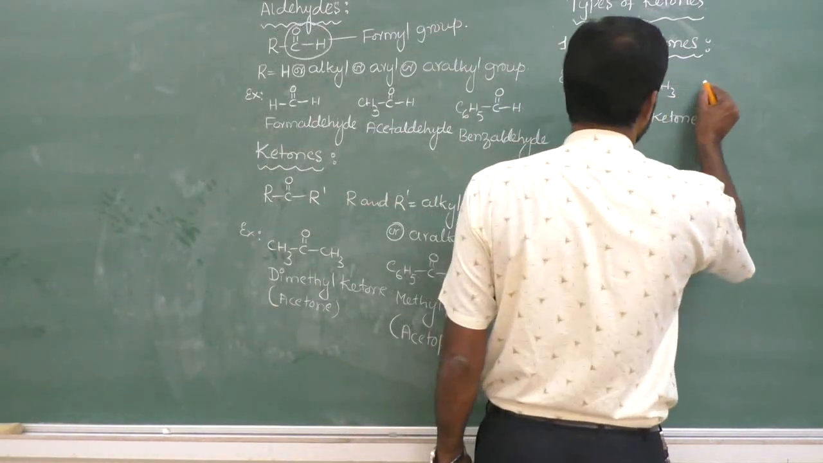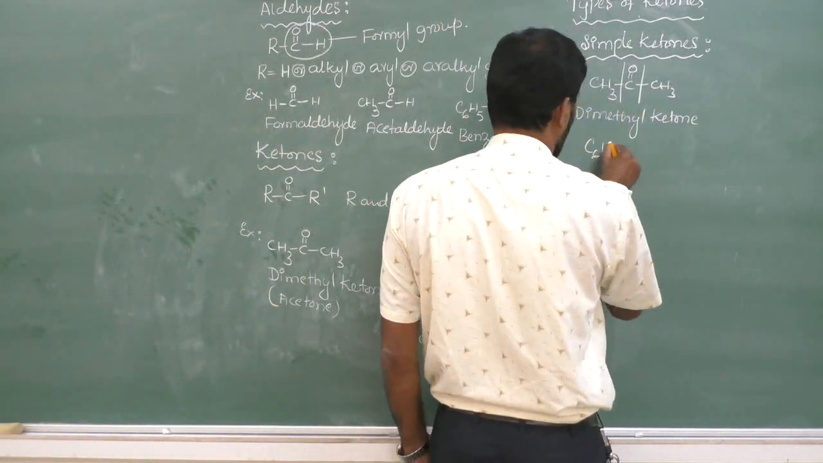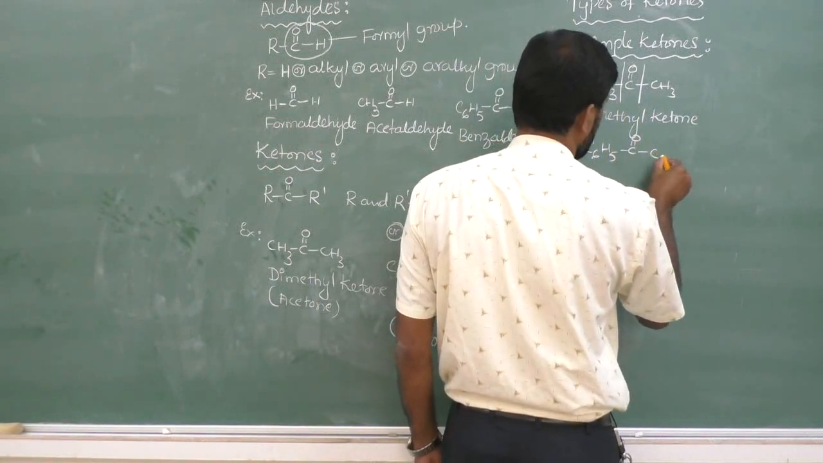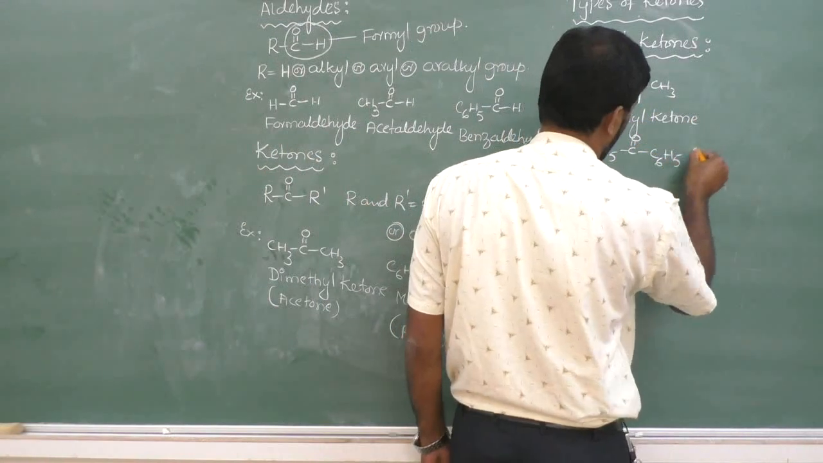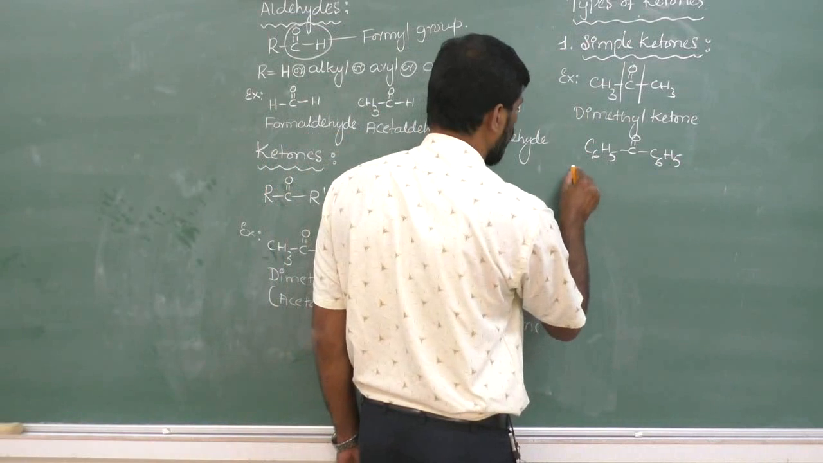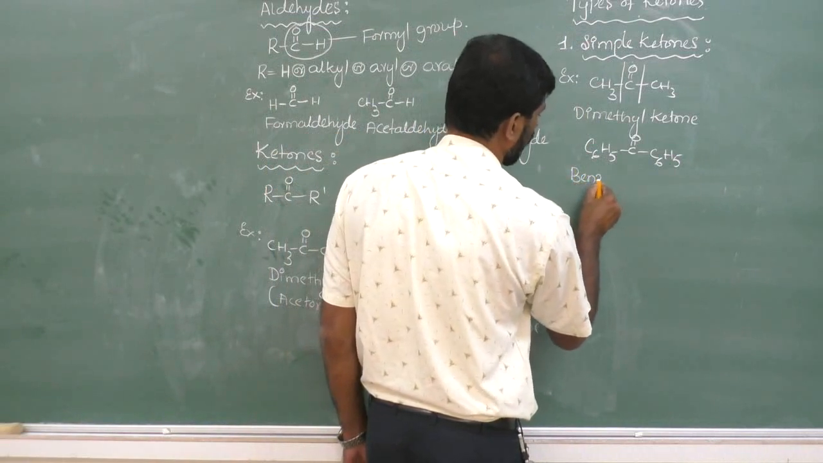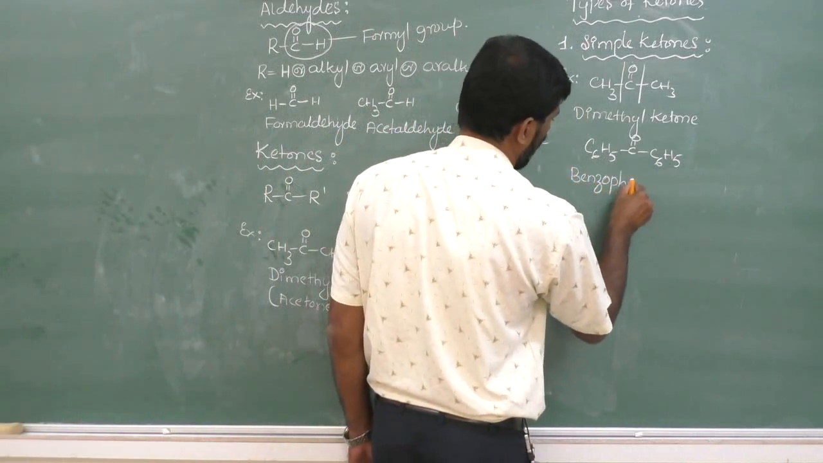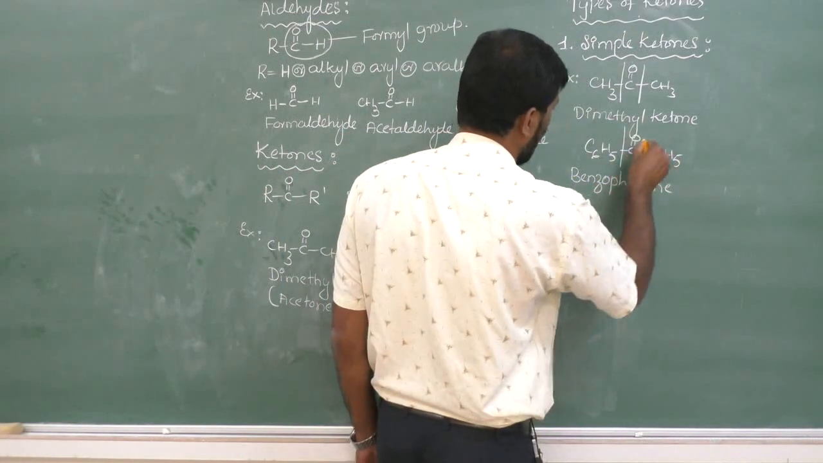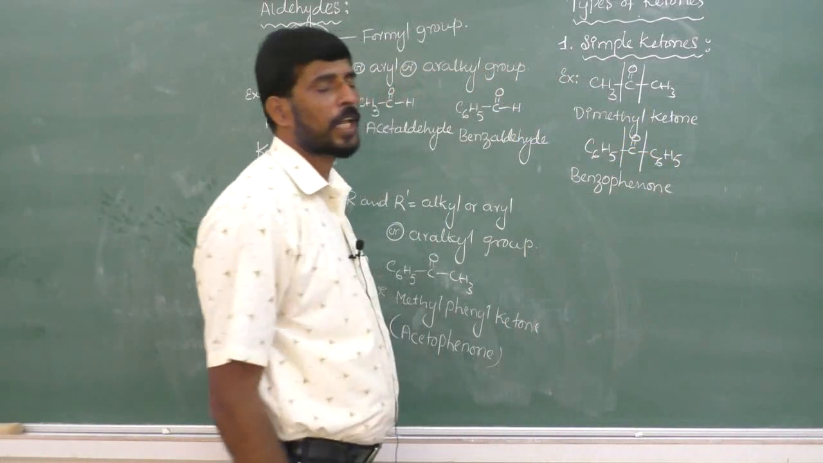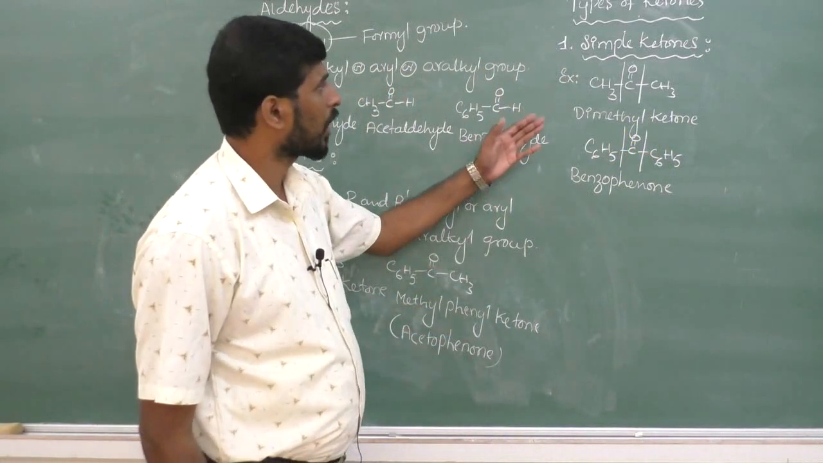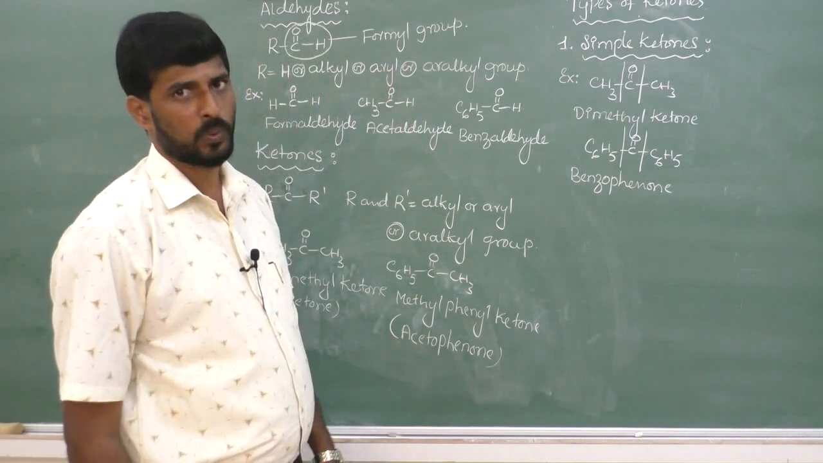Or C6H5COC6H5. So, this is nothing but benzophenone. Okay. Because on either side of the functional group a phenyl group is attached, these are called simple ketones.